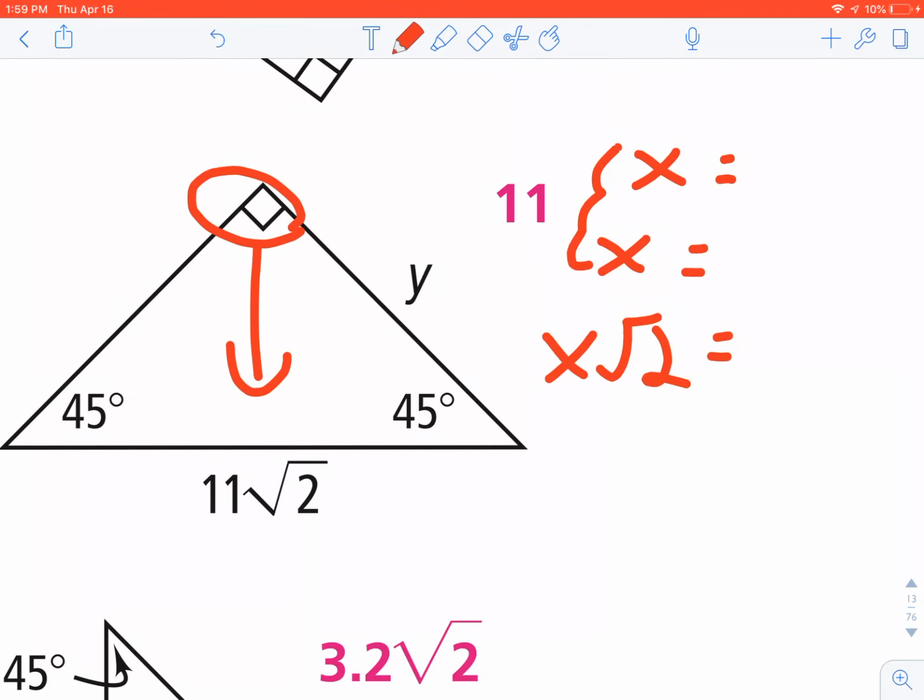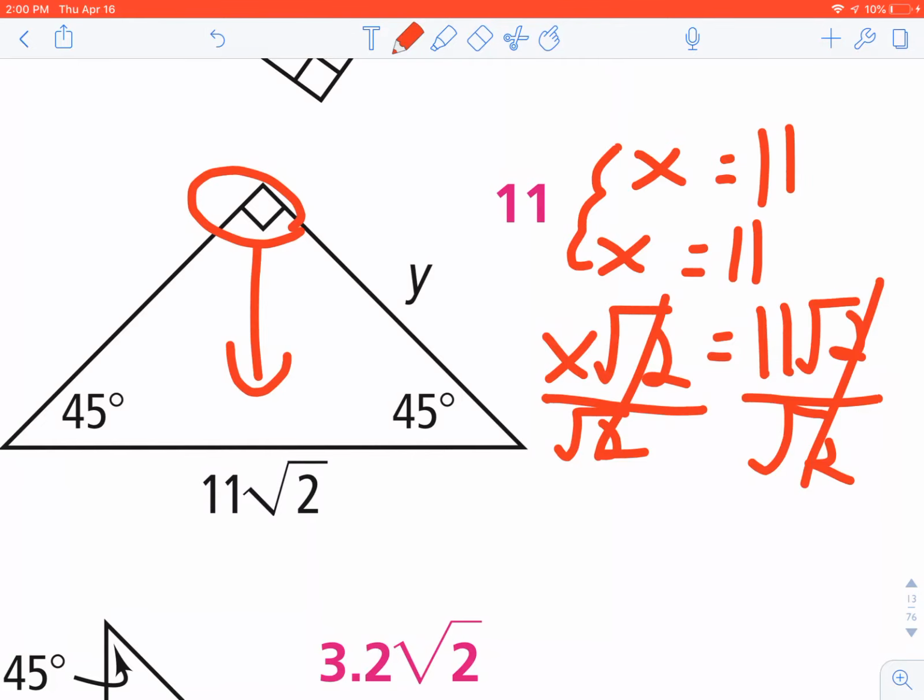So the 11 radical 2 goes where the hypotenuse is, which is x radical 2. So I need to solve for x. Well, straightforward here. To solve for x, divide both sides by radical 2, and the radical 2's cancel. So the length of your leg, which was y, is simply just 11. The radical 2's cancel. Okay?